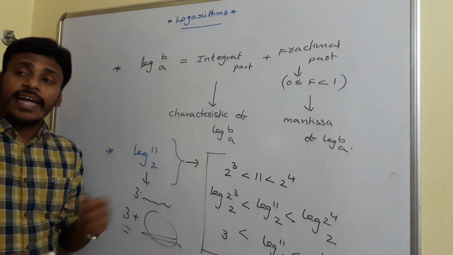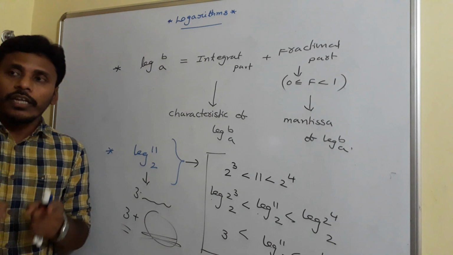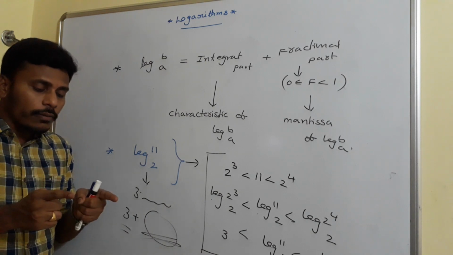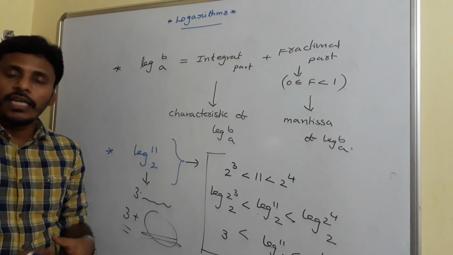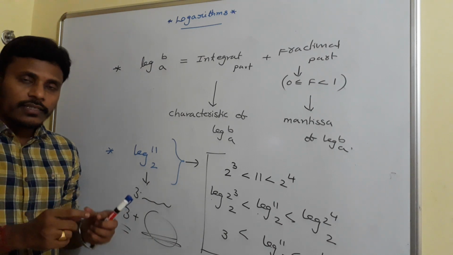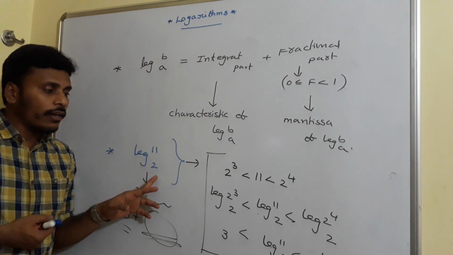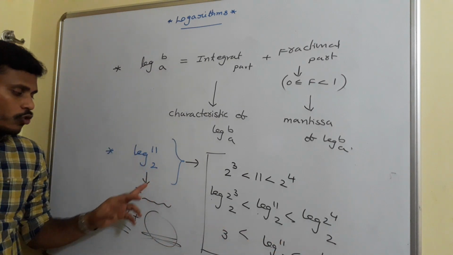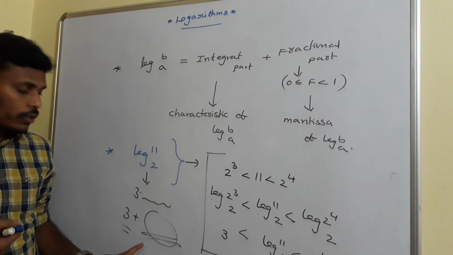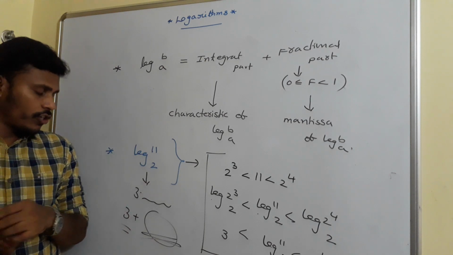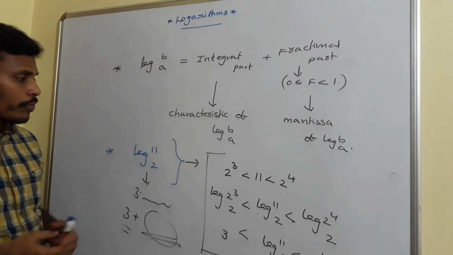So to find the characteristic of a logarithm, you need to find two integers between which this logarithm value is located. Here log 11 base 2 is located between 3 and 4. In the sense, log 11 base 2 is 3 point something, that means 3 plus something. So this 3 is the characteristic of this log 11 base 2. Right? Can I give you one more example?